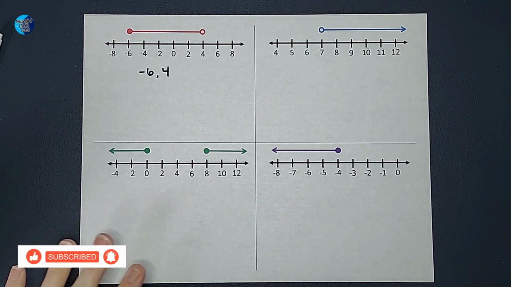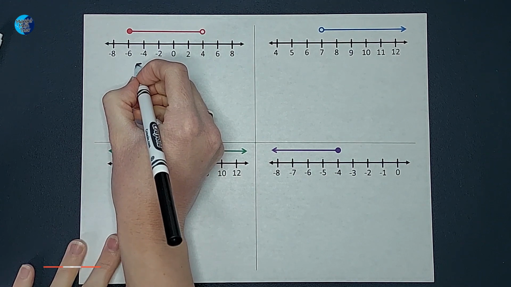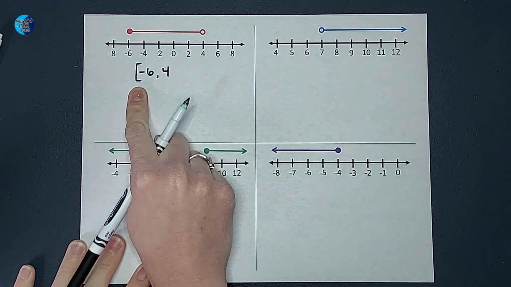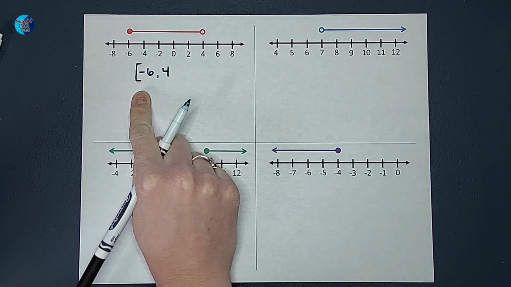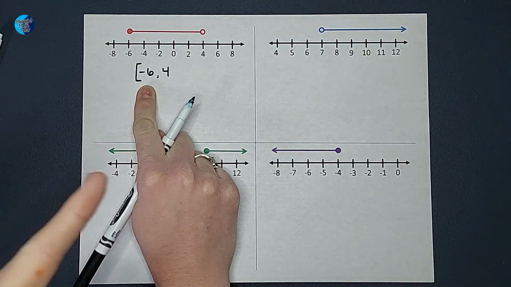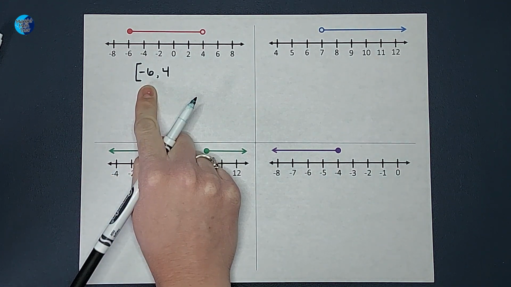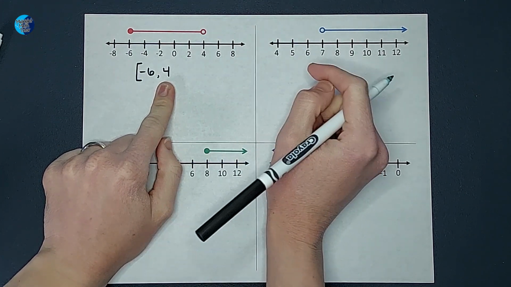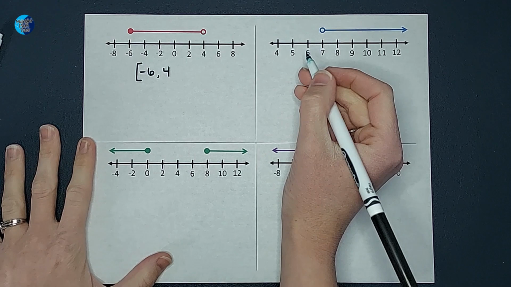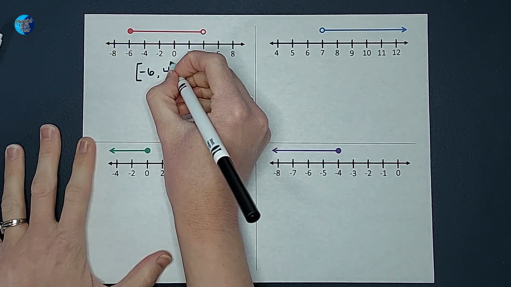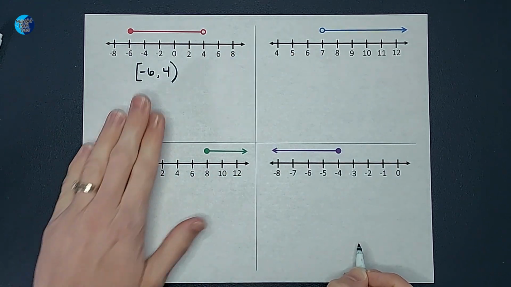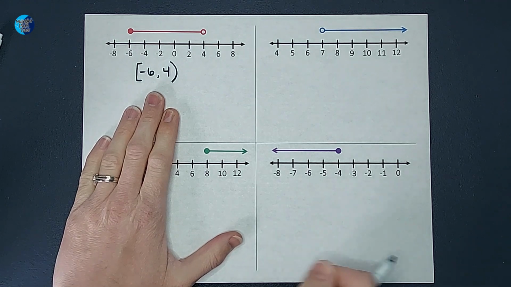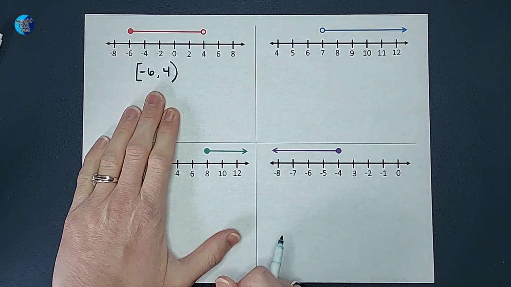Well, if it does include the number, you use a bracket like this. So that would signify to somebody who understands interval notation, okay, -6 is a number I can pick, all the way up to 4, but not including 4 because of that open circle. To signify that, I'm going to do a parenthesis. And that would be this written in interval notation.